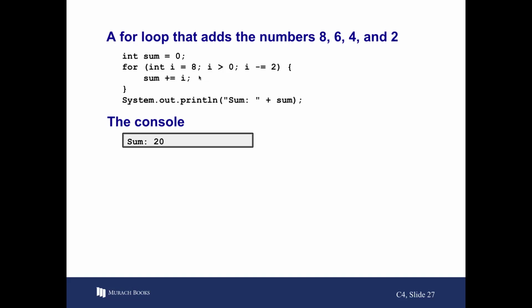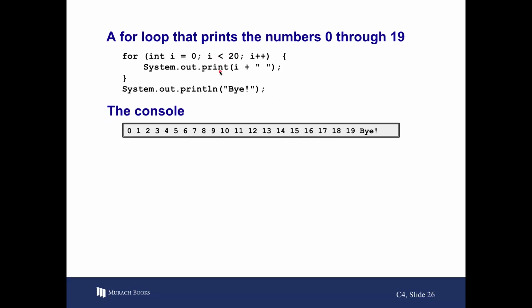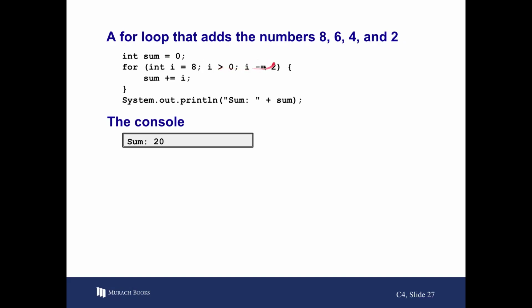Either one works. You just got to make sure that your incrementer or decrementer will eventually make the Boolean expression false. It is possible that you can have an incrementer here that makes the for loop never end. So for example, if this was I is less than 20, but you did an I minus here, then that would turn into an infinite for loop. So you always got to make sure that whatever your decrementer is eventually going to make the Boolean expression come out false.